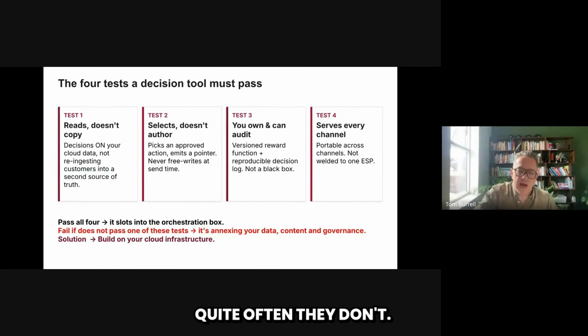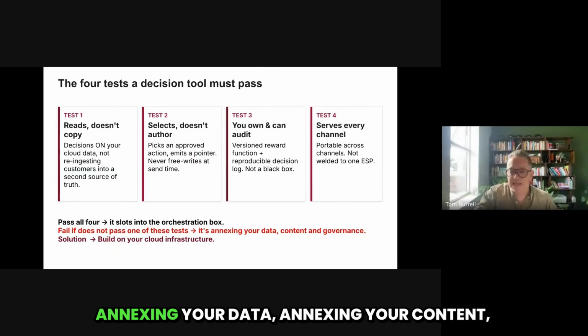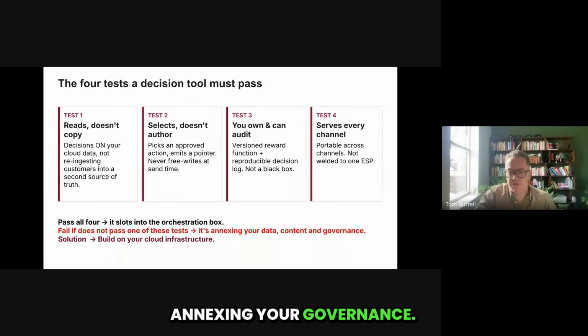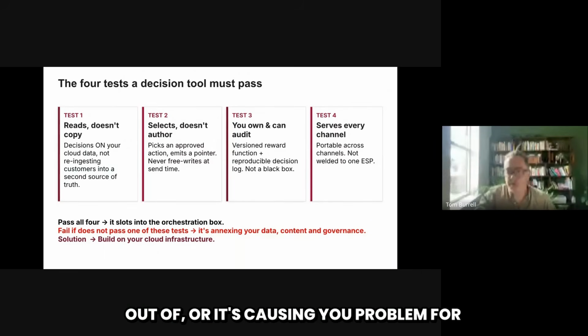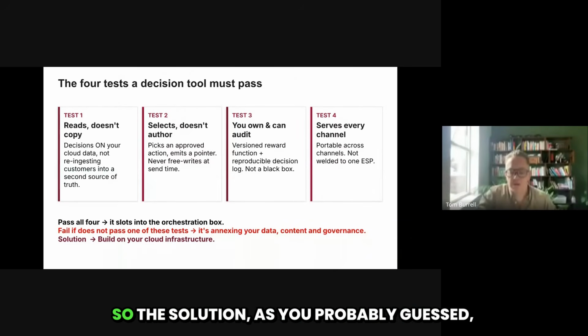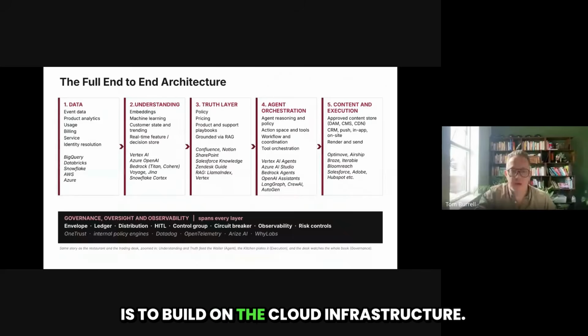Quite often they don't. And if it does fail one of these tests, it's annexing your data, annexing your content, annexing your governance, it's locking you in. This makes you incredibly difficult to get out of, or it's causing you a problem for future governance questions. So the solution, as you probably guessed, is to build on the cloud infrastructure.